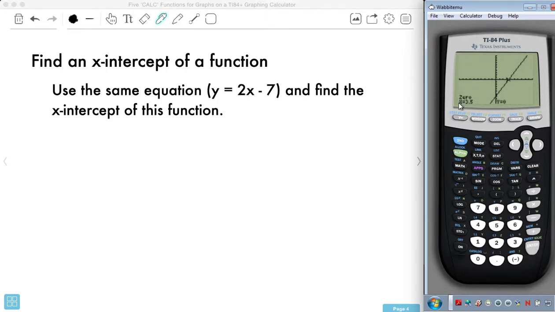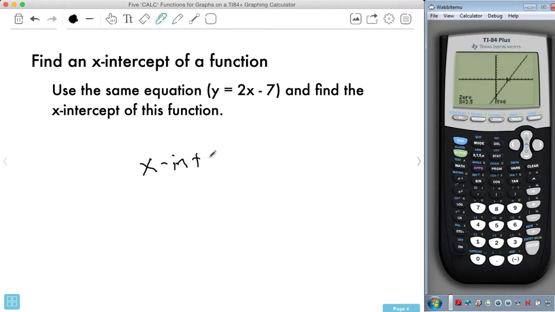You know you're done when it says 0. It tells you that y is 0, which it should be on an x-intercept, and your x-intercept is 3.5. So for this graph, my x-intercept is 3.5.